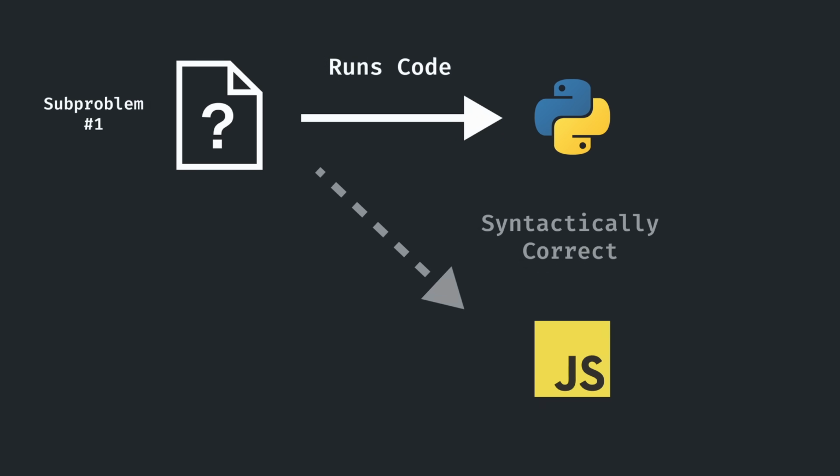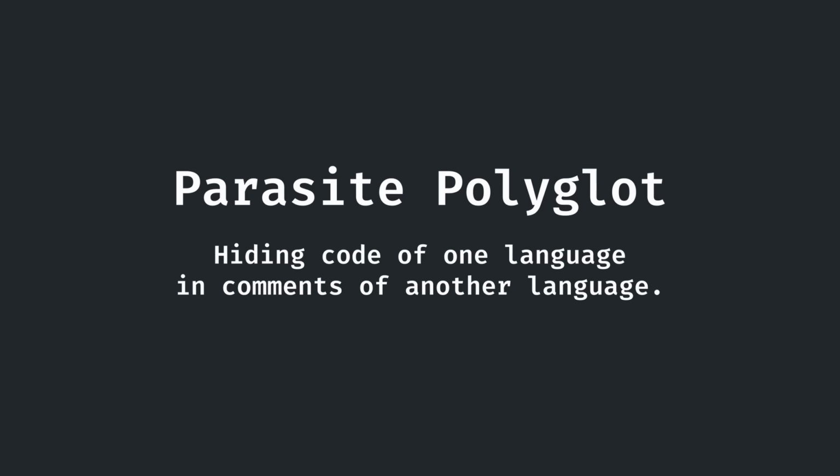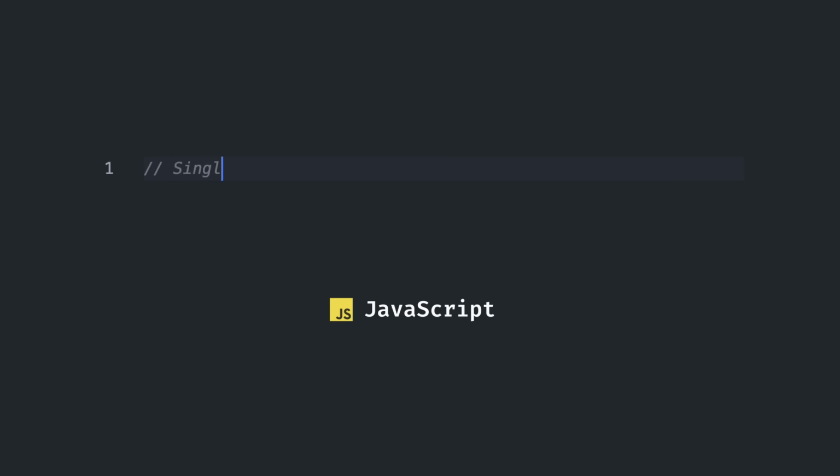Python code that, while it is syntactically correct in both languages, does nothing in JavaScript. The reason why this is easier comes down to how we typically write polyglot code. For this one subproblem, I'll be using a technique known as a parasite, or essentially hiding Python code in comments of JavaScript code. In JavaScript, we typically write comments in two ways, double slash for single line comments and slash asterisk for multi-line comments. While the latter is not syntactically correct at all in Python, it just so happens that the double slash is. It's the operator for integer division.